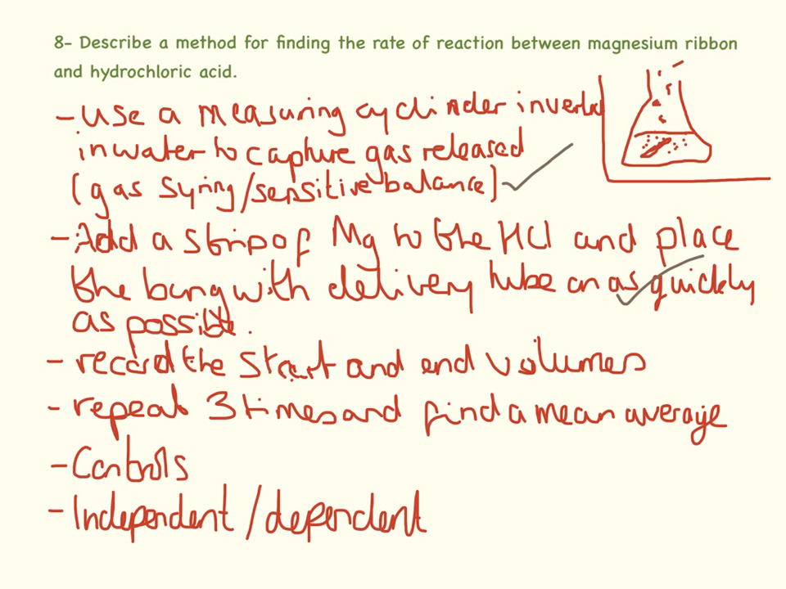Sounds like a silly thing to get a mark for, but you'd be surprised by the number of people that don't actually do this. Again, you'll be surprised by the number of people that don't actually tell me that you need to know the start and the end volumes, that you need to repeat it and find a mean average. Now when they give this to you in an exam, chances are it's going to be a lot more descriptive, and you're going to want to mention some control variables, and you're going to want to mention the independent and the dependent variables. These are going to be really, really important for getting your marks. If you're confused about this method or what variables are, I have made videos on those, so go and check those out.